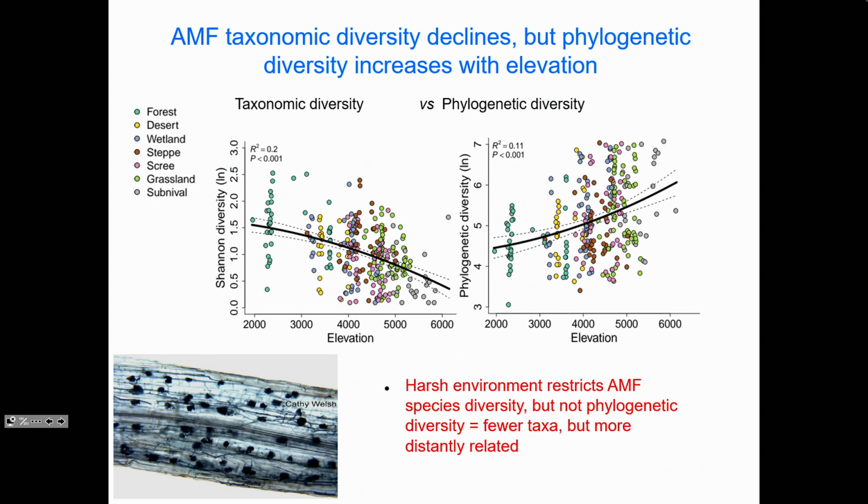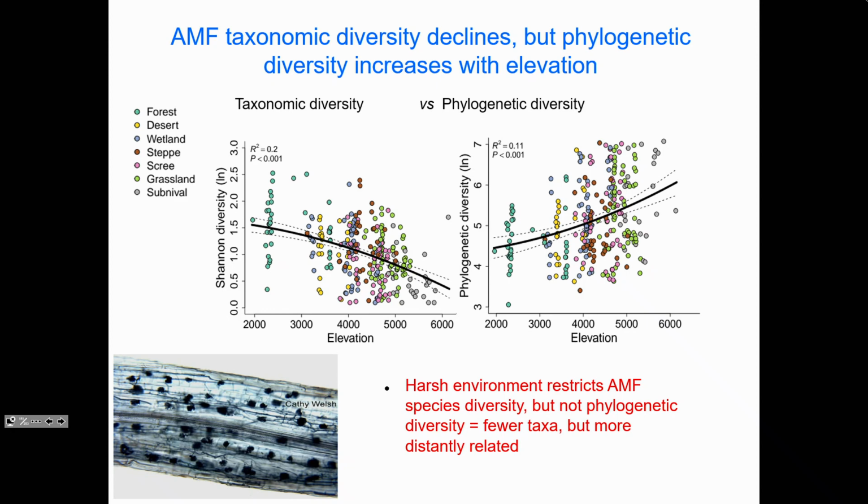Recently, we finished another study, which was trying to find out how much plants rely on AMF across a much broader gradient, which included also the forest zone within the Kashmir Himalayas. So here we have samples from 2,000 to 6,000 meters, a 4 kilometer gradient. And we found that AMF taxonomic diversity declines, but phylogenetic diversity increases with elevation, which means that harsh environment may restrict AMF species diversity, but not phylogenetic diversity. We found fewer taxa, but more distantly related at the higher elevation.